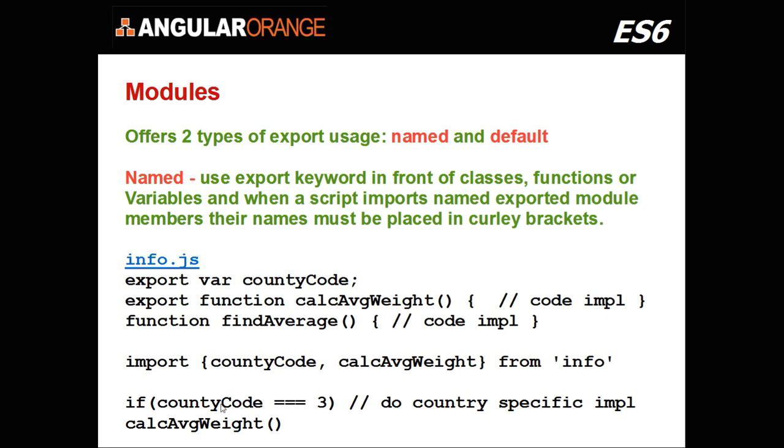So here I say, if country code is 3, do the country-specific implementation, and then also call calculate average weight. But I can't invoke this function. I don't have access to it. It's in this file. So what you'll see is when you have files like this, the IDE will tell you, I can't find this function. You have to go into the file and make sure it's exported if you're importing it from the file.